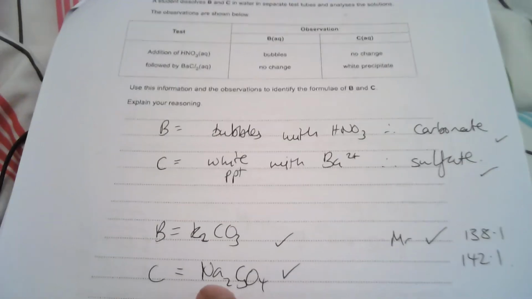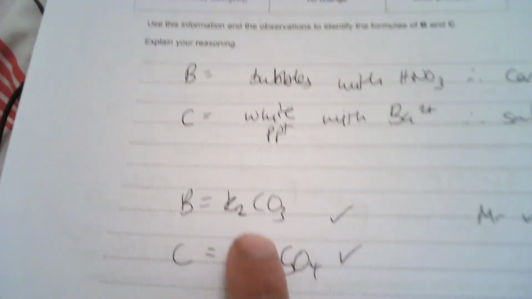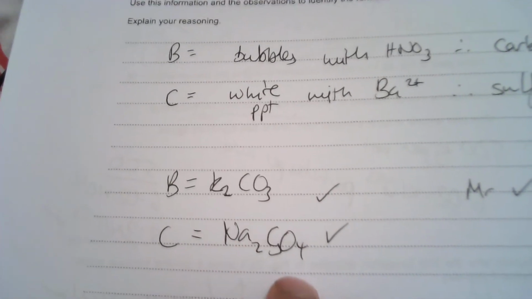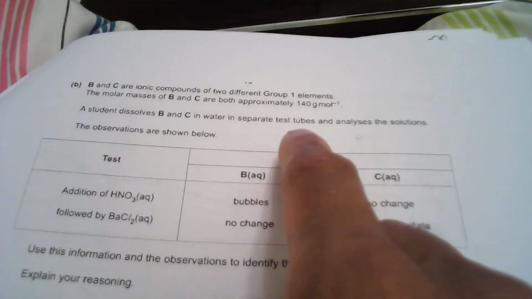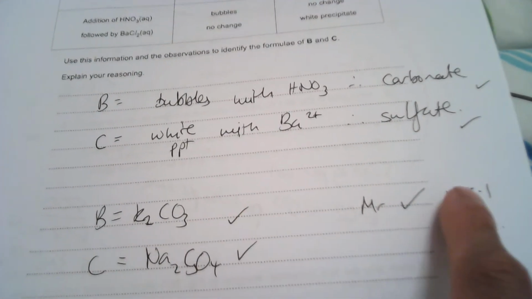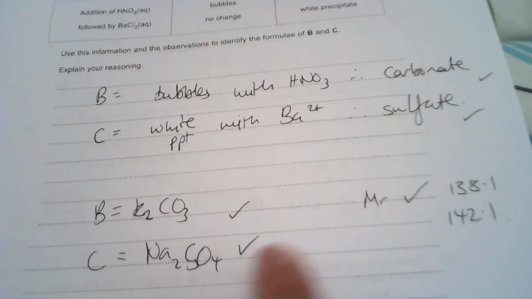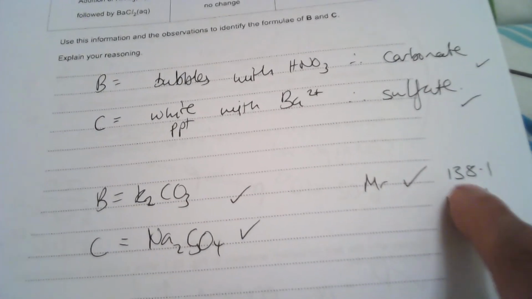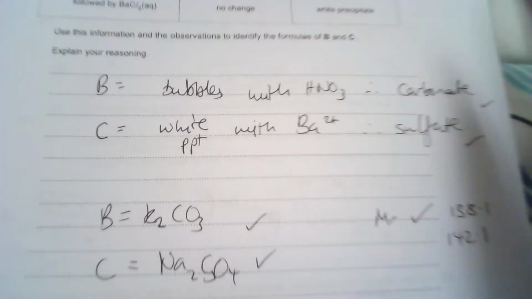So we know that they are group 1 metals. So it's a group 1 metal carbonate and a group 1 metal sulfate, and they both have an Mr of about 140. So if you work out the Mrs of both of these, potassium carbonate is about 138.1 and sodium carbonate is 142.1, so they're around 140. So that's how we know it. Moving on to the next page.